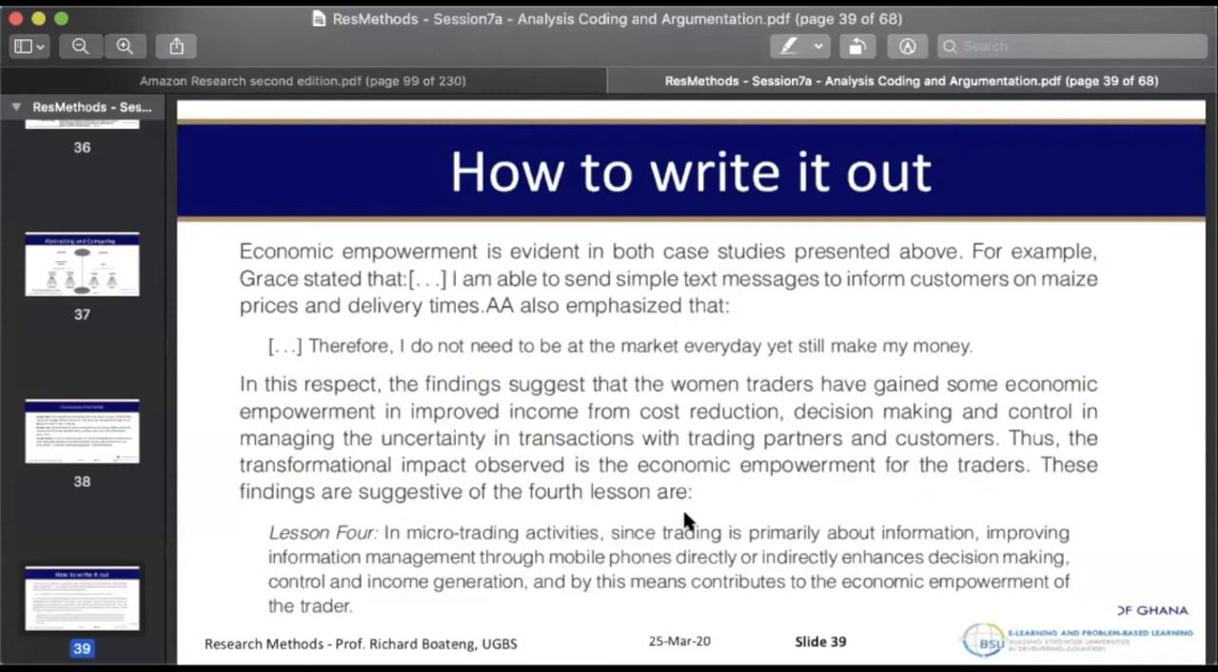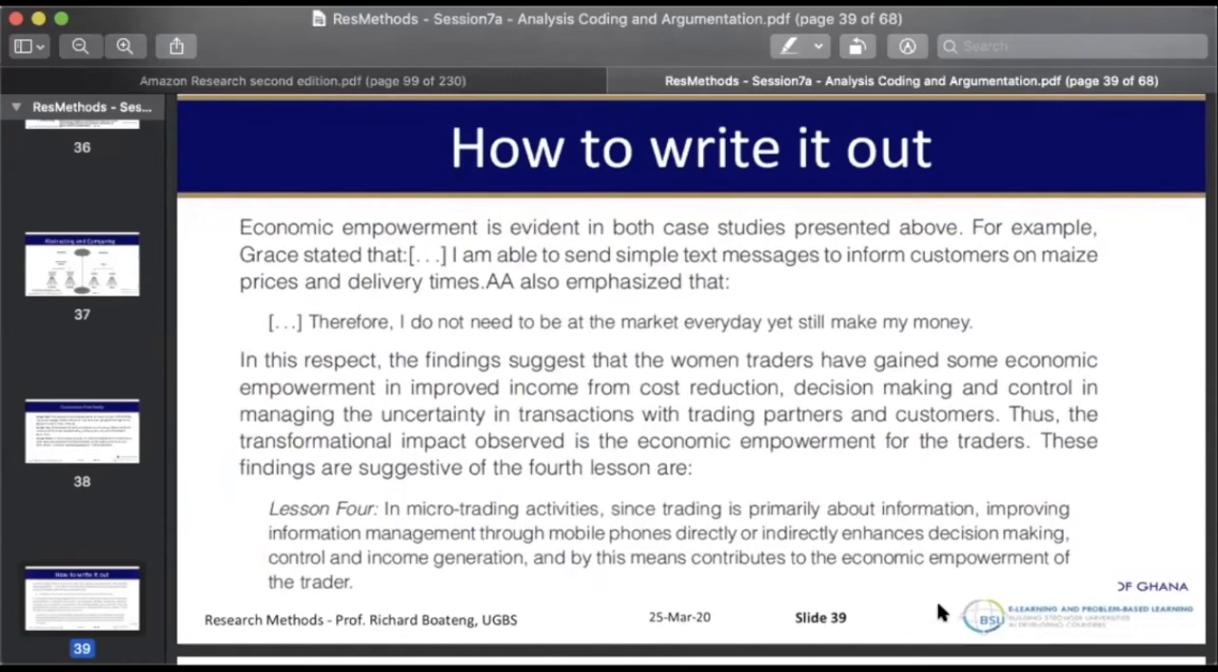So when you put all of these together as your topic codes and your descriptive codes, you can then lead to an inferential quote, and then that inferential quote will lead to a conclusion. Here, the inferential quote is the improving information management. And then the topic codes are the decision-making, control, and income generation. And all of it comes together to lead to what we have here, contribute to economic empowerment of the woman, of the trader. So please just note that your codes will come together to tell a story. That's all we are just trying to say.